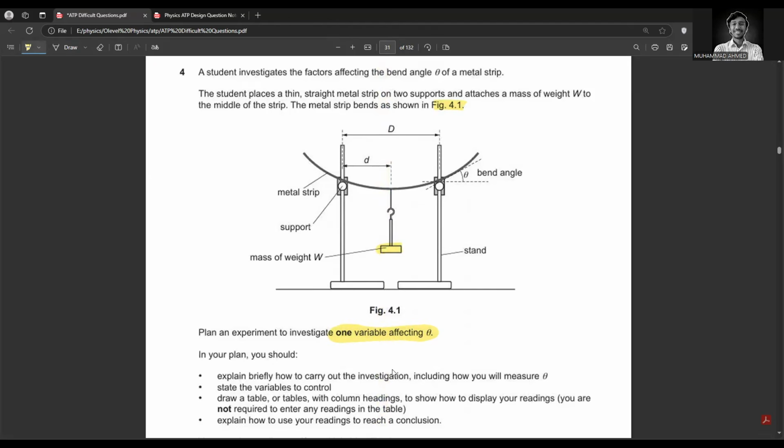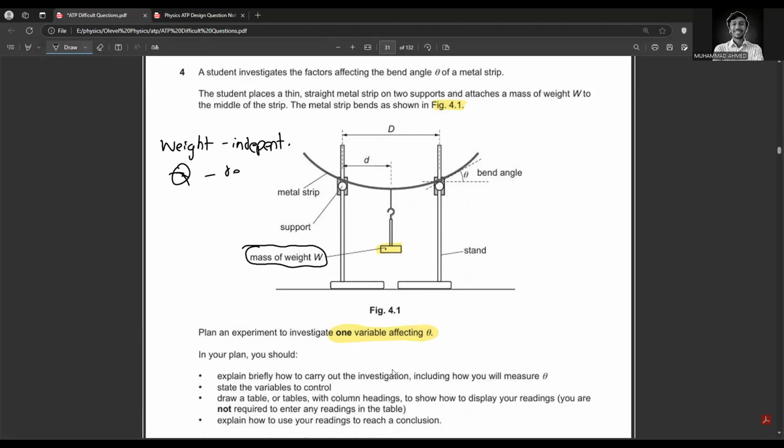So, what can we do? We can assume that we are attaching different masses here and we are measuring the consequent bend angle. So, what are we actually changing? What is the thing that you can easily change? Weight. Weight will be your independent variable. Angle, or theta, is your dependent variable. Simple as that.